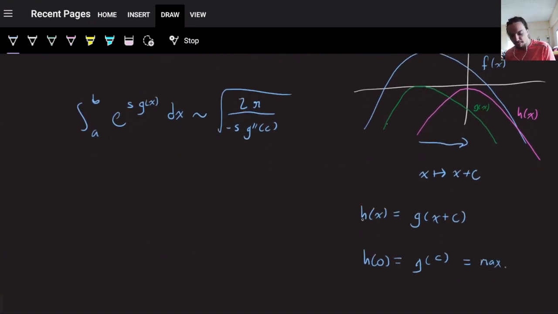Okay. And when I put in h of x equals g of x plus c, well, g double prime at c is going to become h double prime at 0, and the integral is not going to change. All that's going to change are the bounds of integration. So now a is going to be, well, a used to be where x started, so now it's going to be a minus c. I think that should be right. It may be a plus c, a b plus c, but it doesn't matter. I'm just going to change these to a prime and b prime because we've got new bounds of integration.